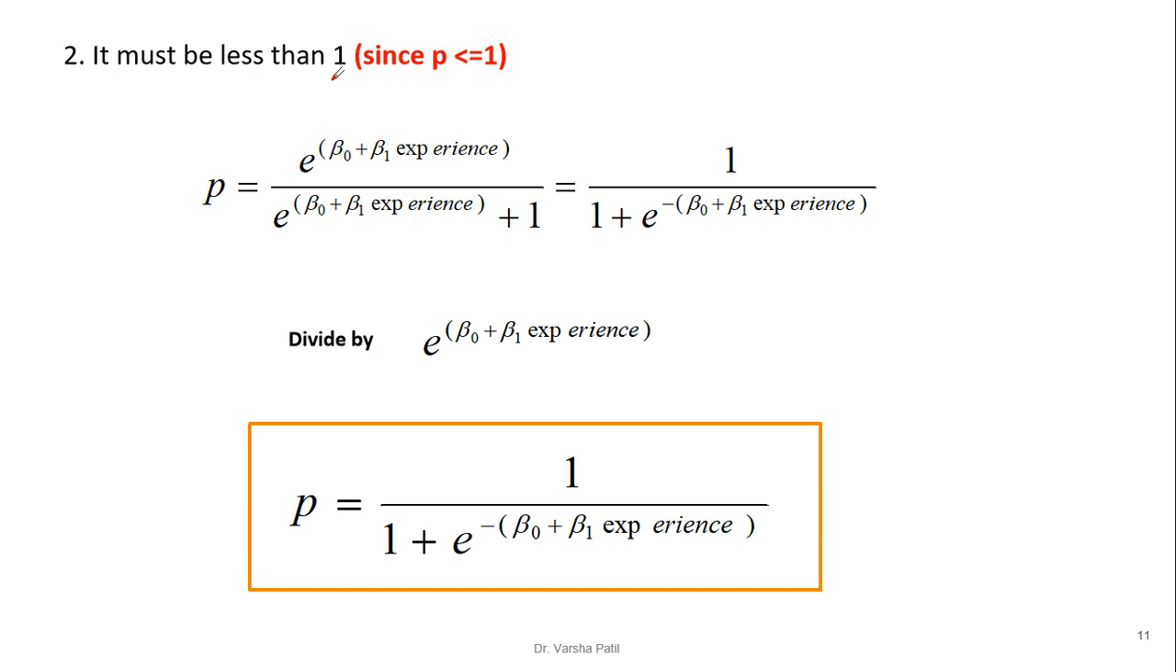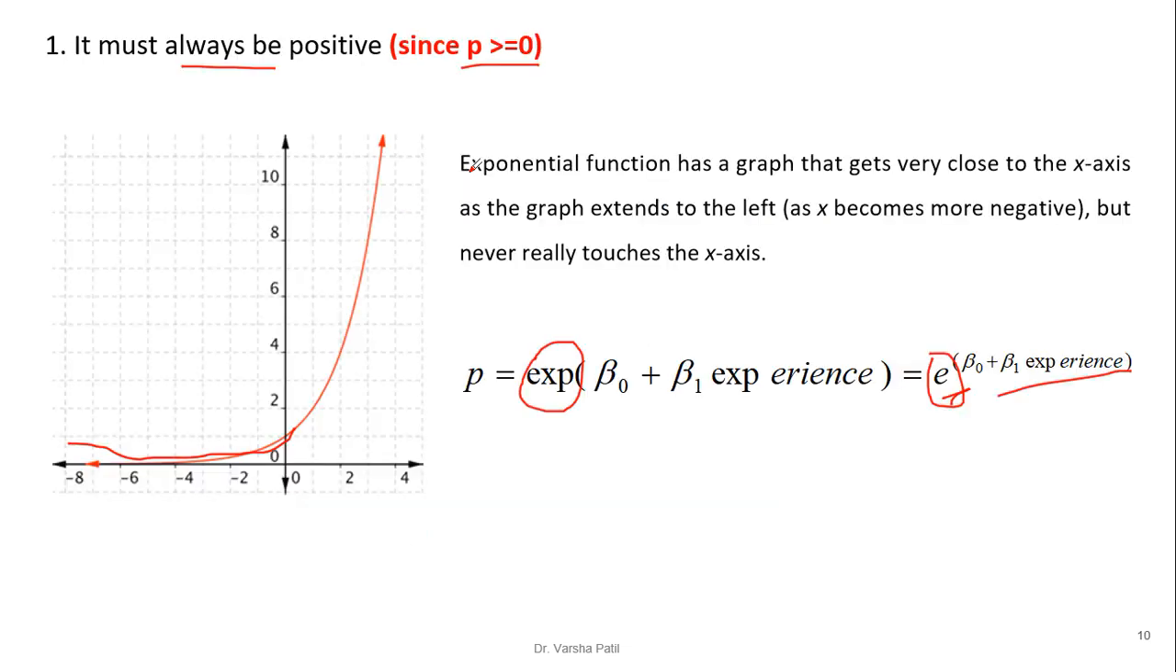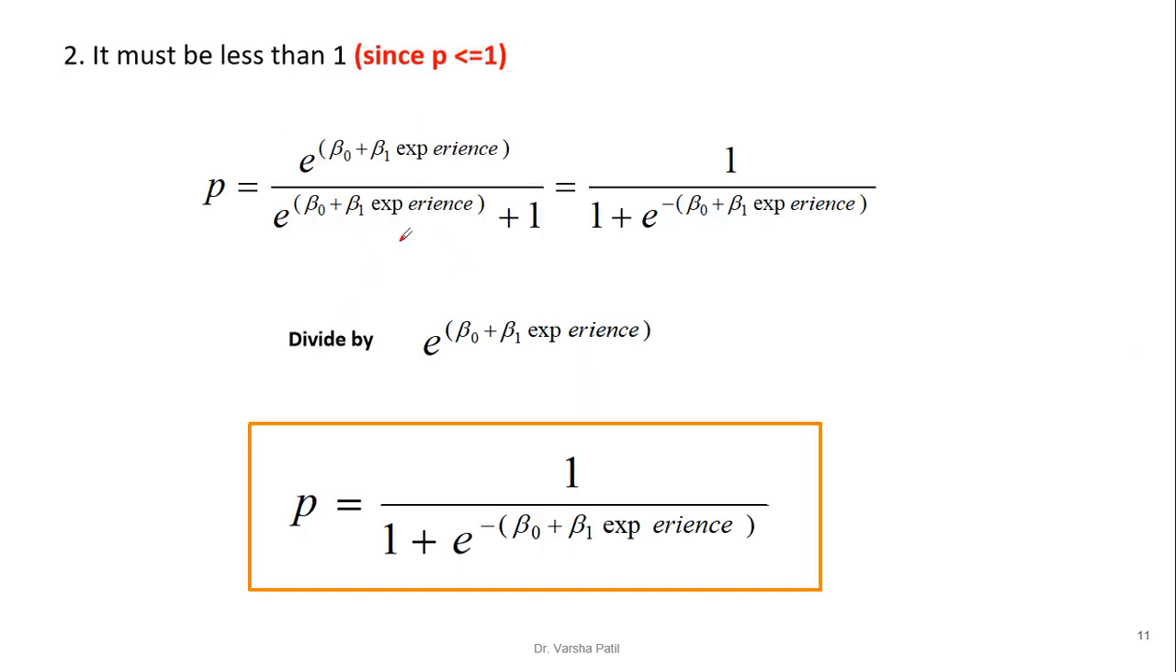Our second condition is that it must be less than 1. Here it satisfies one condition, that it is not negative, but it can be greater than 1. So for that we use this factor. This is the basic equation, e raised to beta 0 plus beta 1 experience, and we divide by this factor. When we divide by this factor, the value becomes less than 1, so this restricts it between 0 and 1. If we arrange this, we can get this term. So this is our final equation.